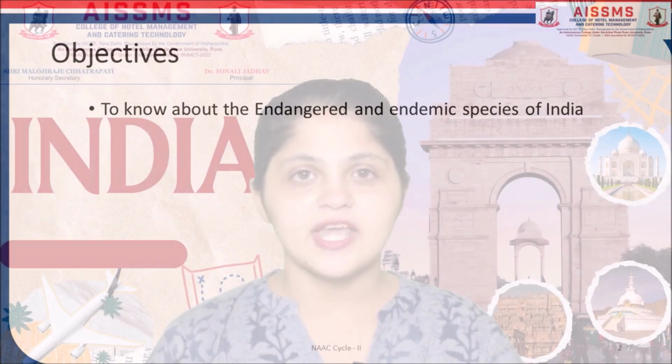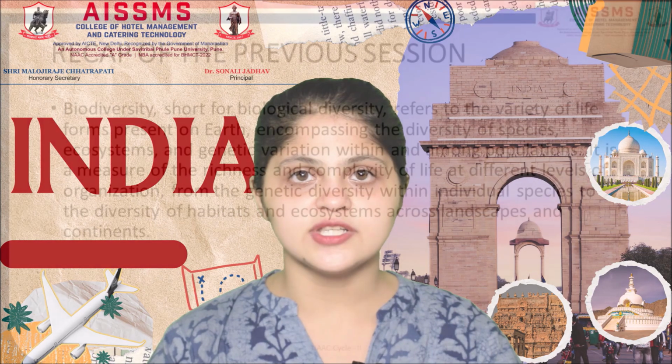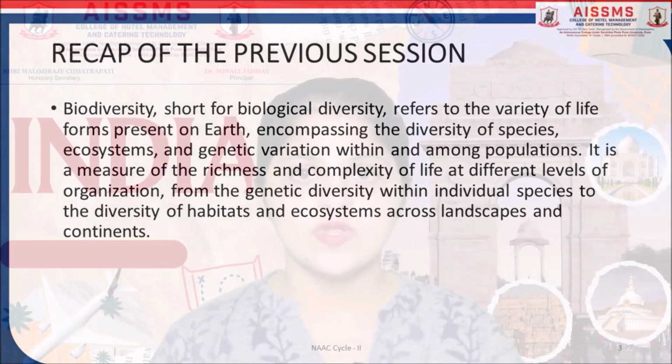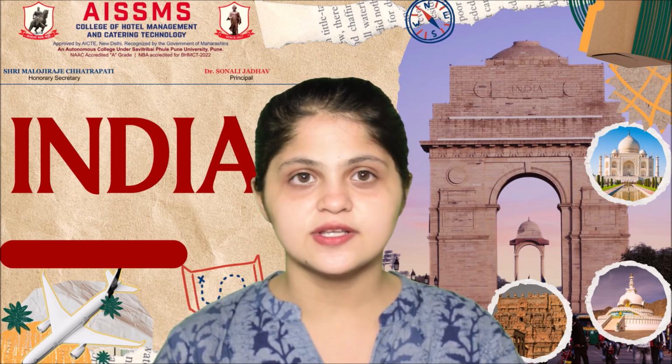Let's have a short recap of the previous session. Biodiversity, short for biological diversity, refers to the variety of life forms present on Earth, encompassing the diversity of species, ecosystems, and genetic variations within and among populations. It is a measure of richness and complexity of life at different levels of organization, from the genetic diversity within individual species to the diversity of habitats and ecosystems across landscapes and continents.